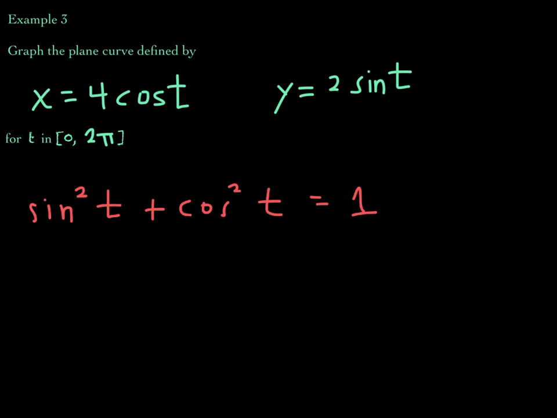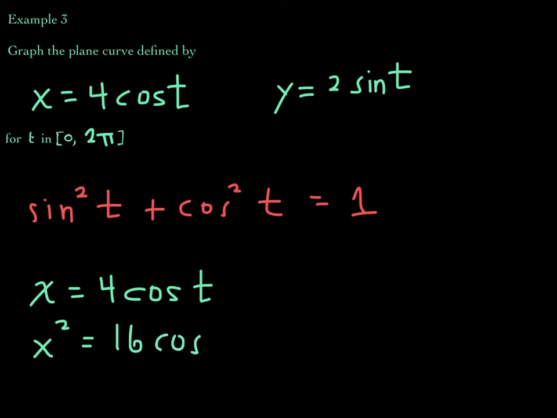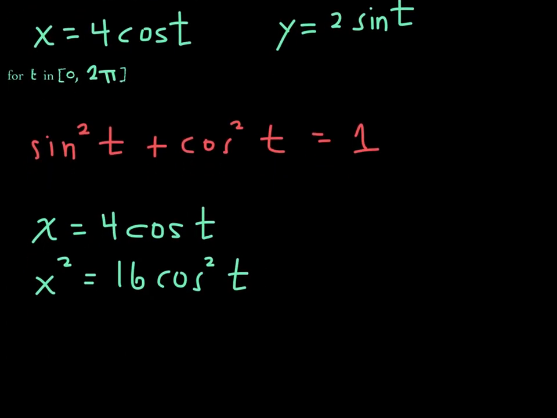So what I want to do is take this parametric equation, and in order to take advantage of this Pythagorean identity, I'm going to need to square cosine. So I want to square both sides. I'm going to have x squared is equal to 16 cosine squared of t. What I'll do is isolate cosine squared of t, okay, everybody? So follow me here. I'm going to have x squared over 16 is equal to cosine squared of t.